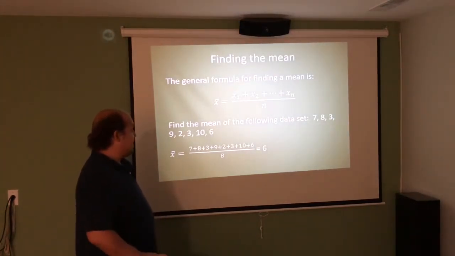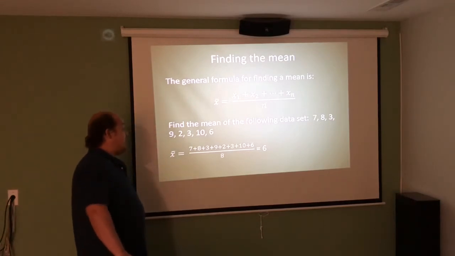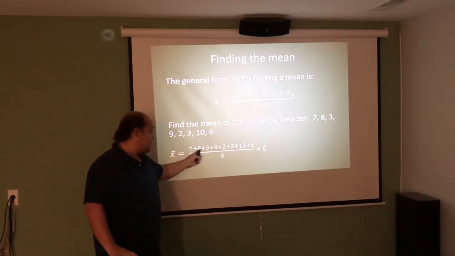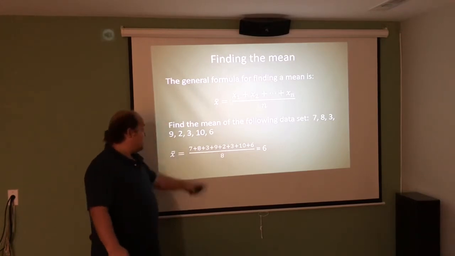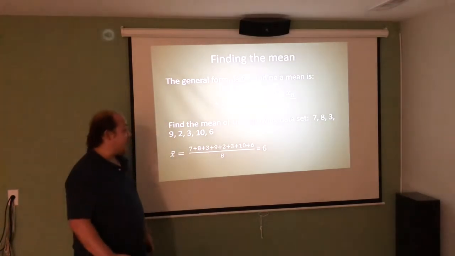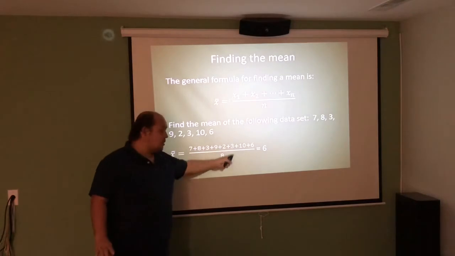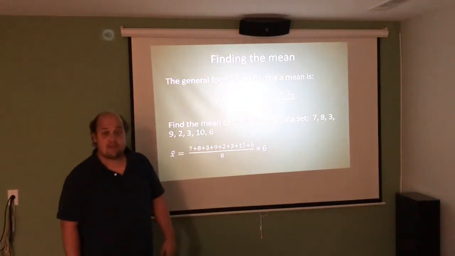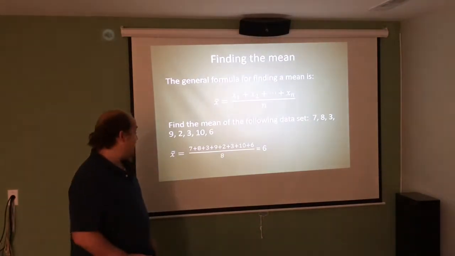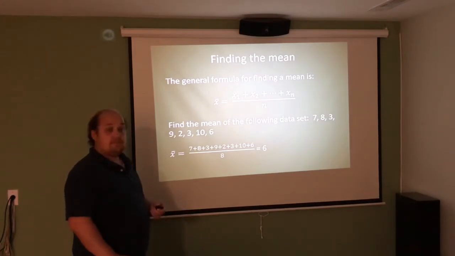If, for instance, the data set I had was 7, 8, 3, 9, 2, 3, 10, 6, I'd add together each of these numbers on top and then divide by how many data points there were, 8. If I added all of these numbers, I would get a total of 48. 48 divided by 8 gives me a mean of 6.